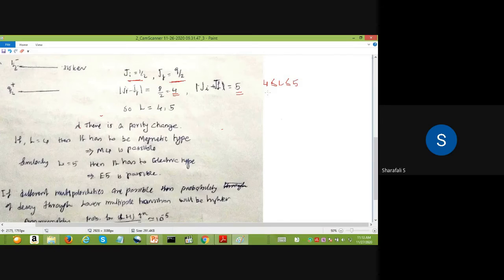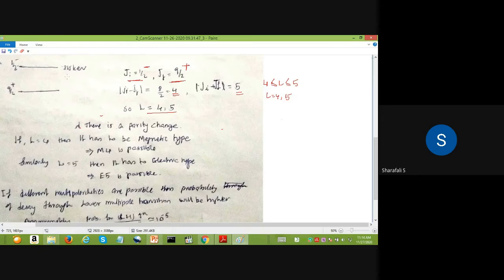So L can have the values 4 and 5. Both are possible, because L equal to 4 is on one side and L equal to 5 is on the other. So you have L equal to 4 and 5 as the angular momentum corresponding to those photons. Then there is a parity change, right? Because your initial state 1/2 has minus parity and the final state has plus parity, that is 1/2 minus and 9/2 plus, as you can see from here.